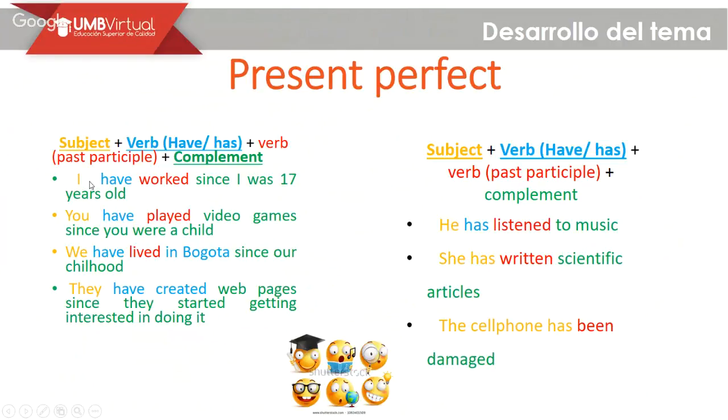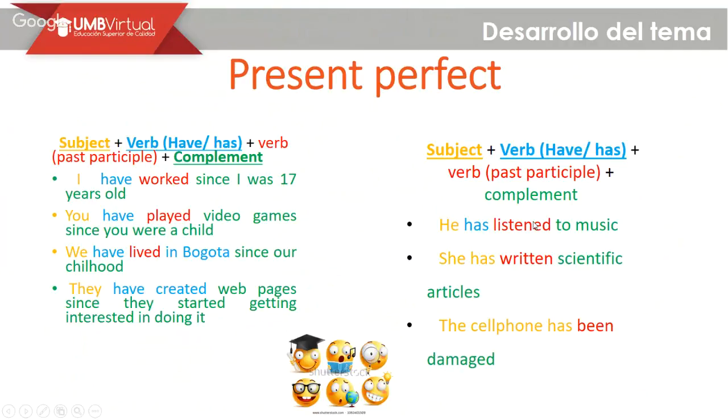So the first one, as you can see over here, I have worked since I was 17 years old. You're saying that you started working at that period of time, or you continue doing it. You have played video games since you were a child, right? We have lived in Bogota since our childhood, and they have created web pages since they started getting interested in doing it. Here, he has listened to music. She has written scientific articles. The cell phone has been damaged.